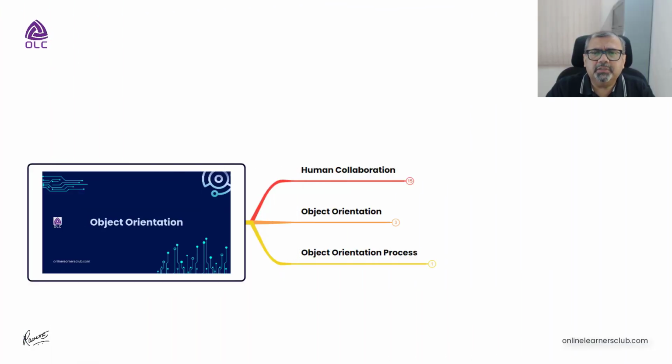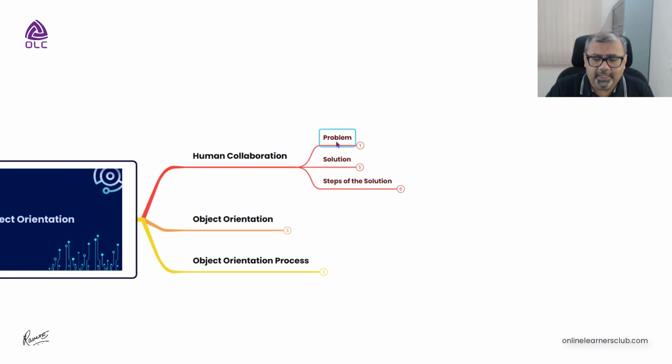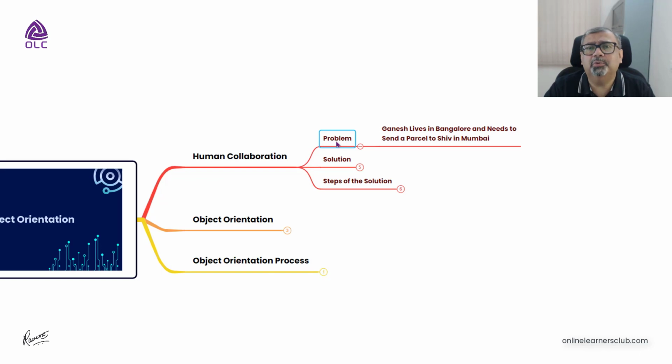Object orientation is similar to the human collaboration that we do in our day-to-day life. So first, let us understand what human collaboration is all about. Let us take a problem that we basically have in our day-to-day lives. For example, I have taken a simple case of Ganesh, who lives in Bangalore and needs to send a parcel to Shiv in Mumbai. Okay.